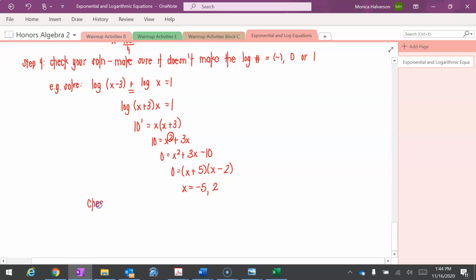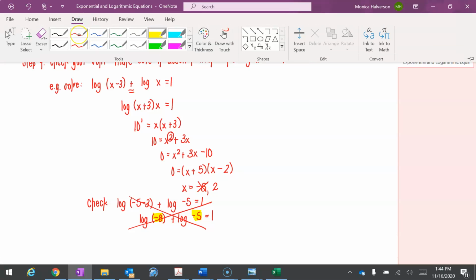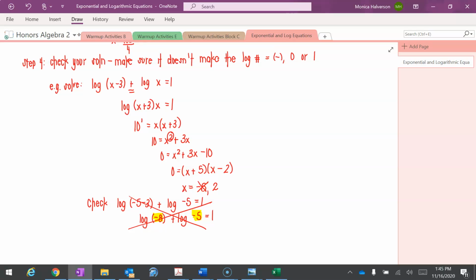But now I have to check. So log of negative 5 minus 3 plus log of negative 5 equals 1. So I get log of negative 8 plus log of negative 5 equals 1. This cannot happen. Negative 5 is an extraneous solution, and that's because it is making our logarithmic numbers negative. Now, that does not say that a negative number cannot be a solution. It's when you plug it in, does it make your logarithmic number negative?